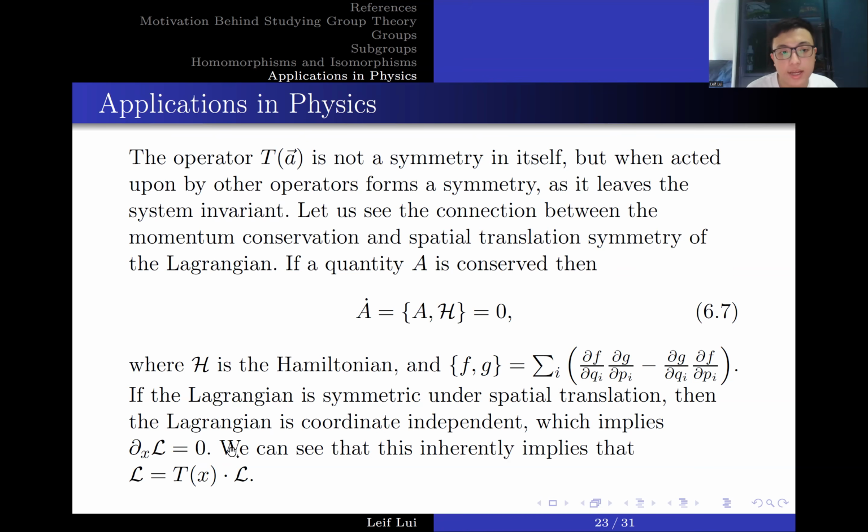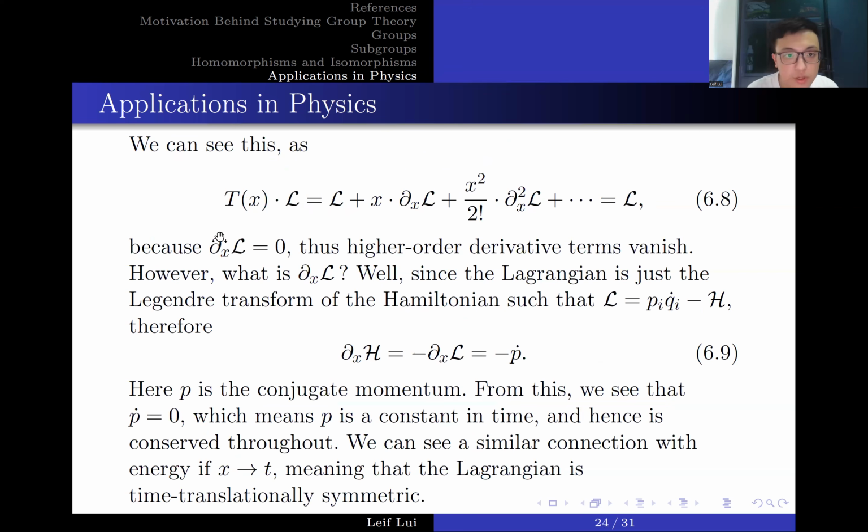This inherently implies that T acted on L is equal to L, they're basically equivalent. So basically T must be the identity. The reason for this is that T acted upon L is equal to L plus the higher order terms in the Taylor expansion. And the reason this is equal to L is that partial x of L is equal to 0, and the higher order derivatives must vanish. So this is what it means for something to be translationally invariant.